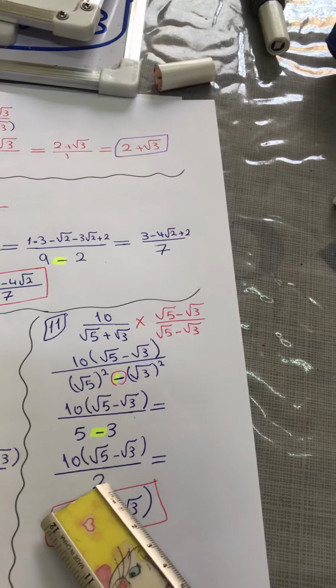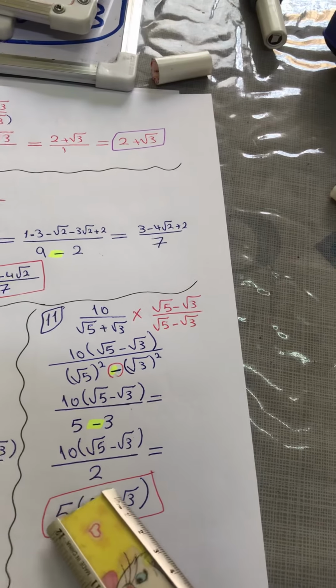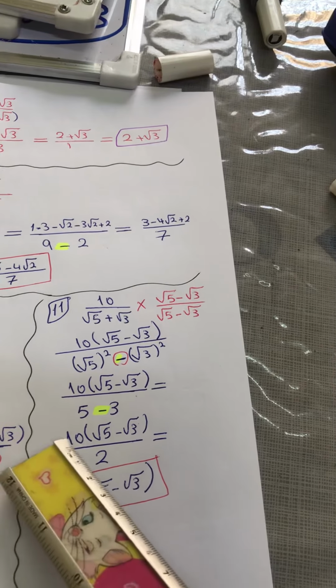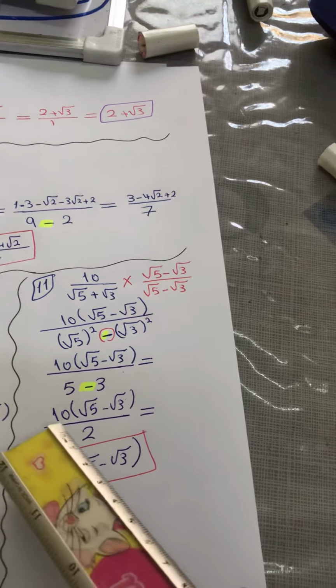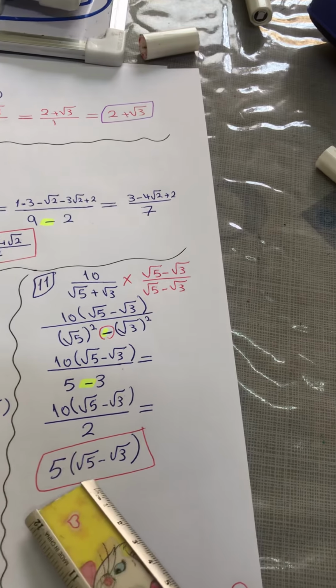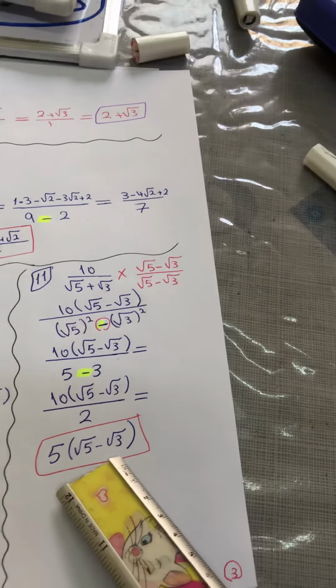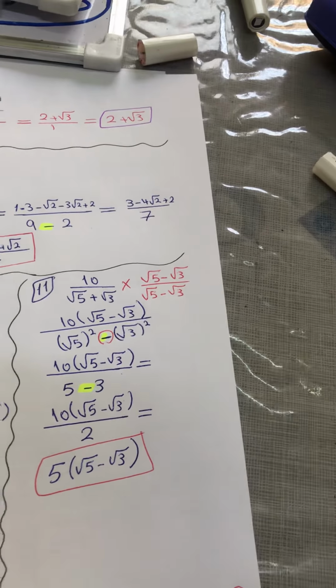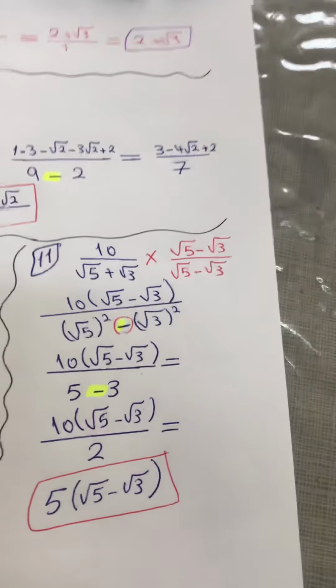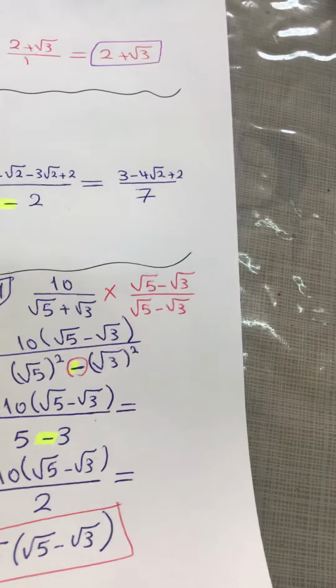It will be 2. Now you can simplify 10 and 2. 10 divided by 2 equals 5, 2 divided by 2 equals 1. Now I have 5 multiplied by square root of 5 minus 5 multiplied by square root of 3. You can keep it like this. This is number 11, exercise 5 star, page 358.